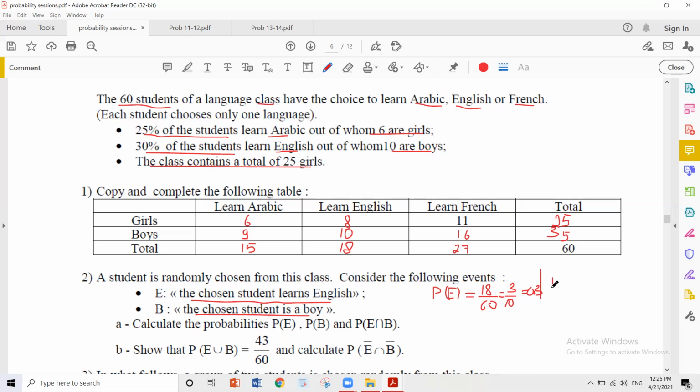Probability of boy equals 35 over 60. Yes, 35 over 60, which is 7 over 12.